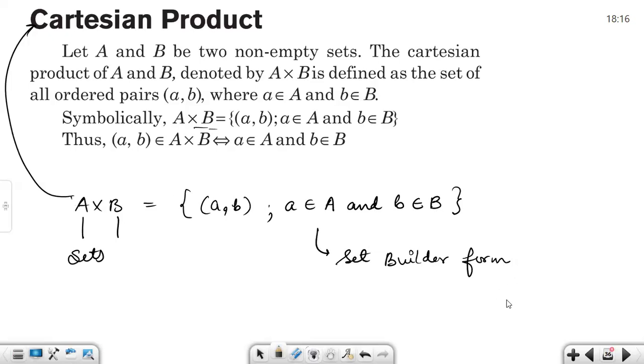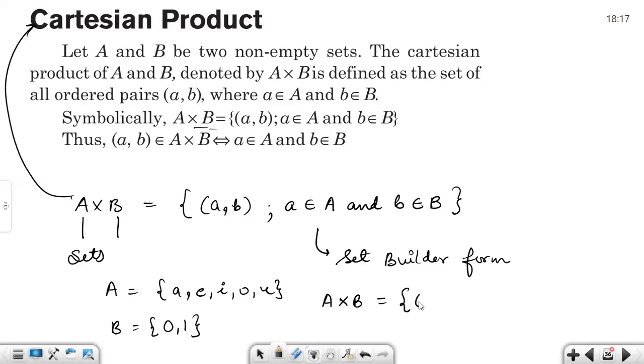So let's try to make a set by ourselves, and then we'll be able to understand the Cartesian product after using it. Let's take A as the set of vowels and B as the set of numbers 0 and 1, binary numbers. Now if we have to write A cross B, the Cartesian product, as you know, the first element should belong to the first set. So let's take a first and any element from B. So let's take 0 first.